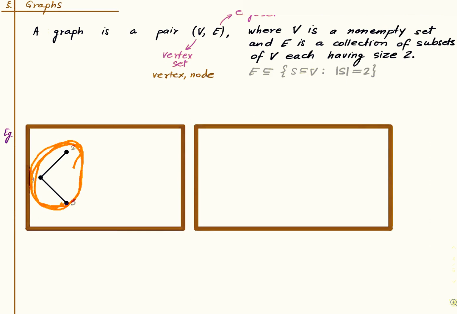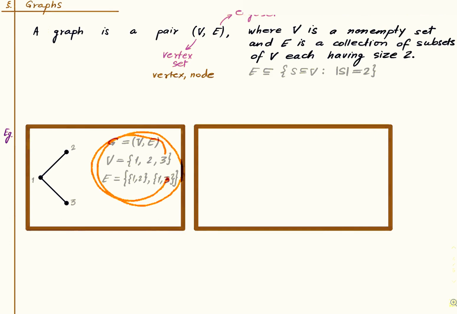So when we draw a picture like this, the graph that we are really talking about is a pair V comma E, where V is the set of all the nodes, and E is the 2-element subsets. Which ones? This 2-element subset and that one: 1, 2 and 1, 3. Okay, so this finite data is really the object that this picture is trying to capture.